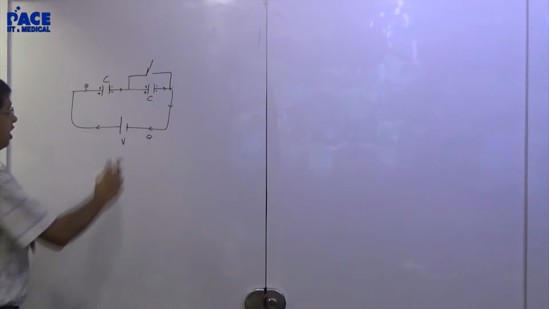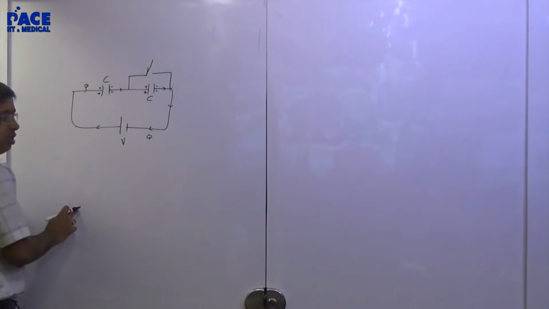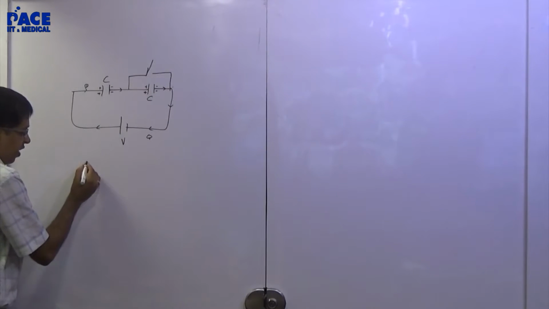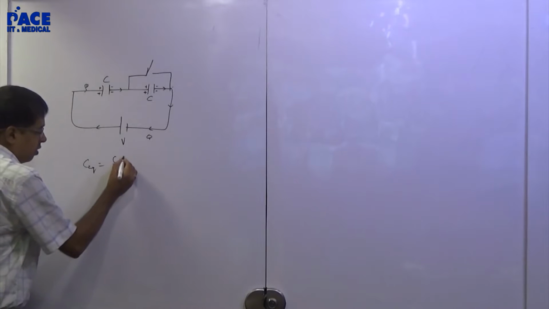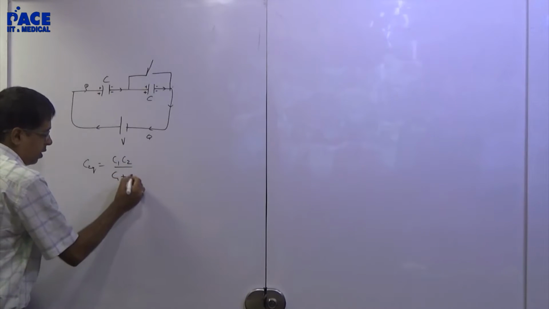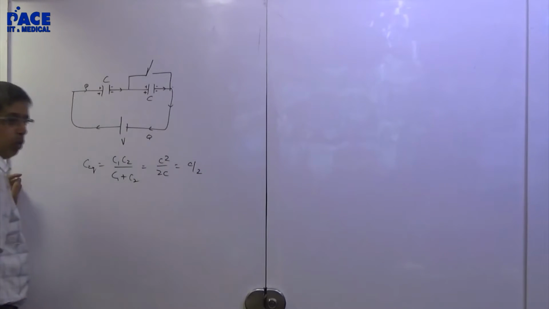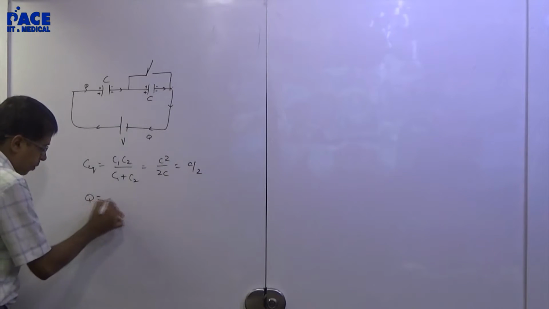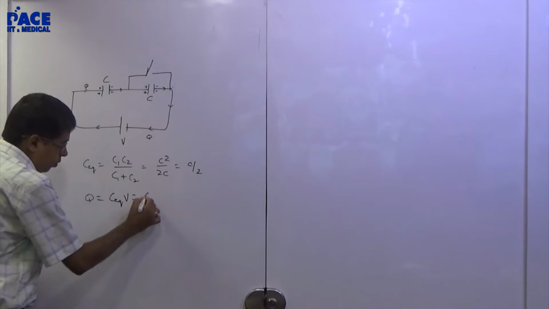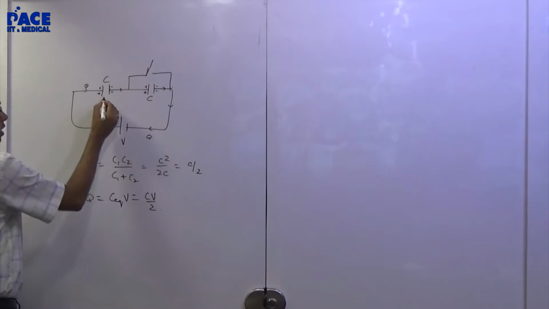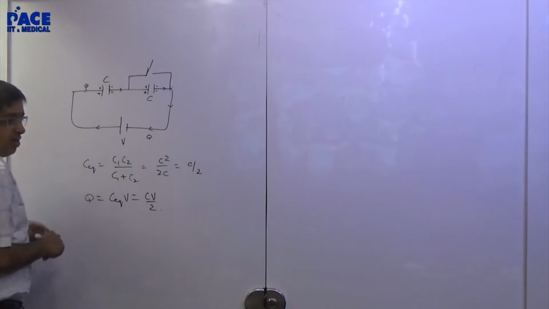In steady state, what will be the charge on both these capacitors? First of all, find out C equivalent. This will be C1 C2 upon C1 plus C2, that is C square by 2C, C by 2. What will be the charge pushed? C equivalent into V, CV by 2. That means this will have CV by 2, CV by 2.